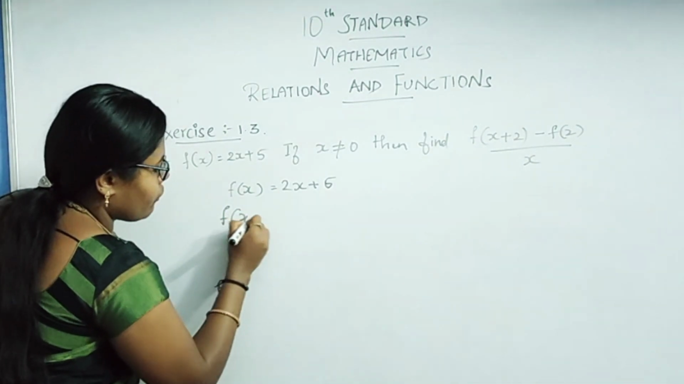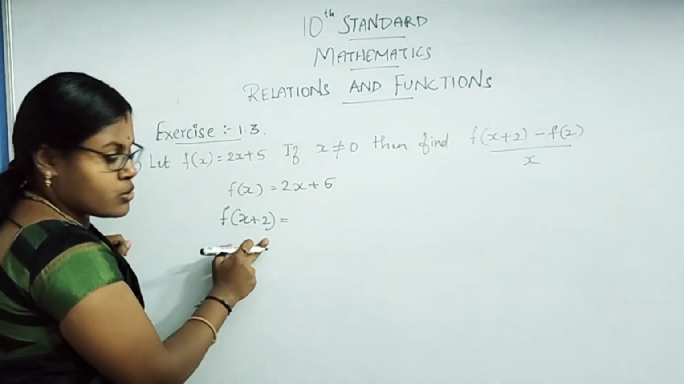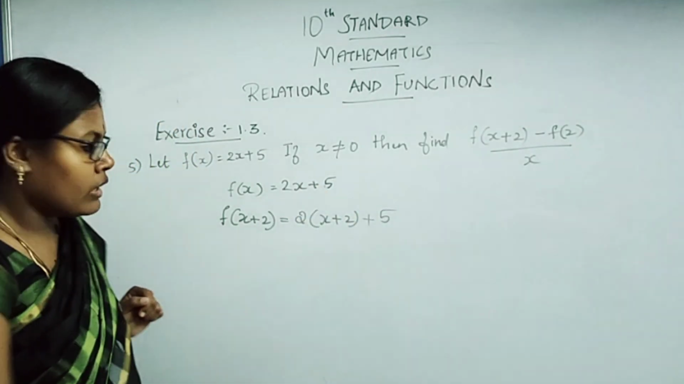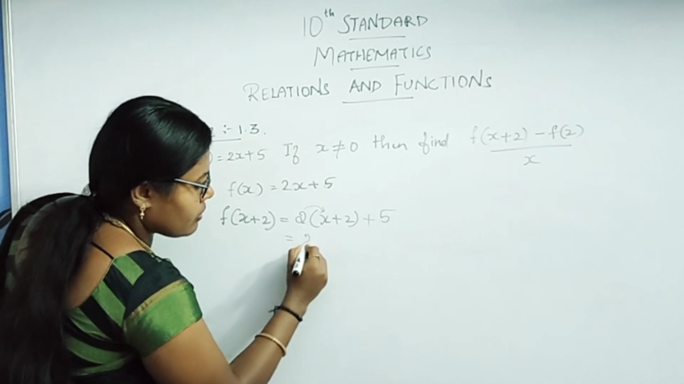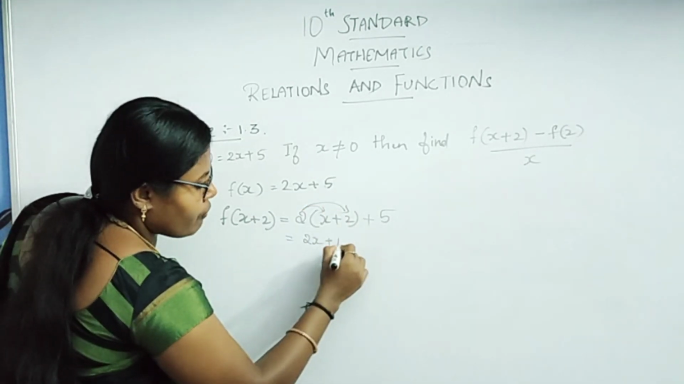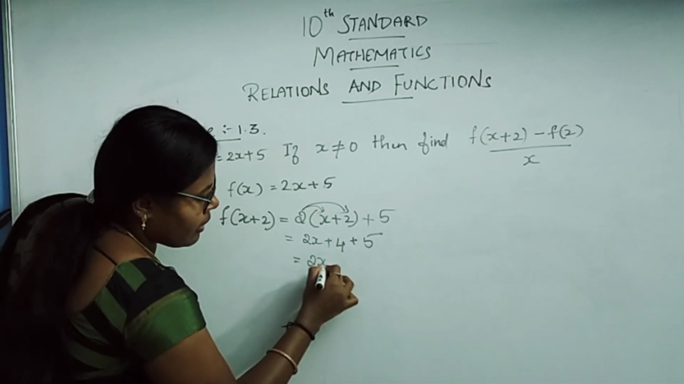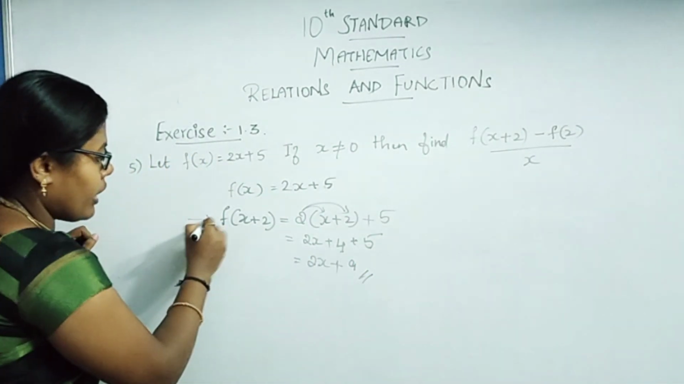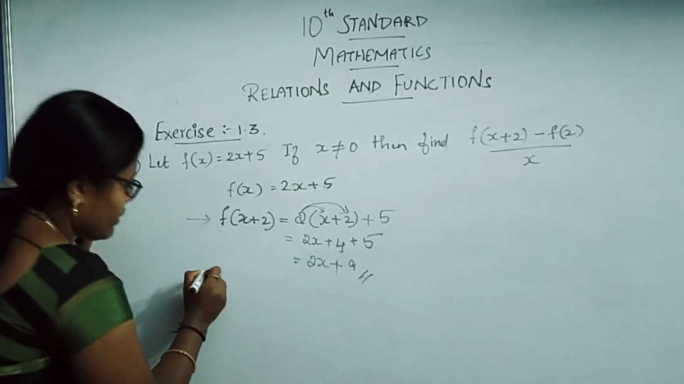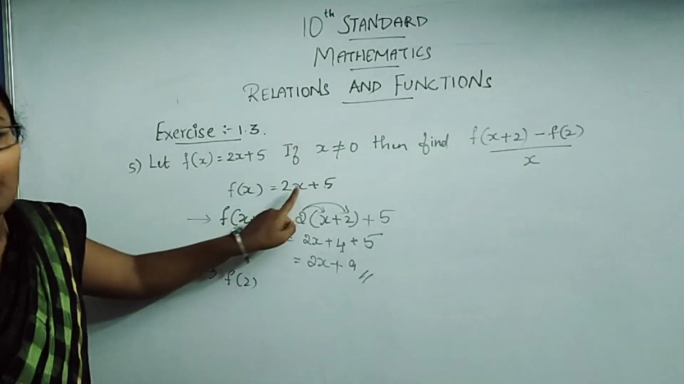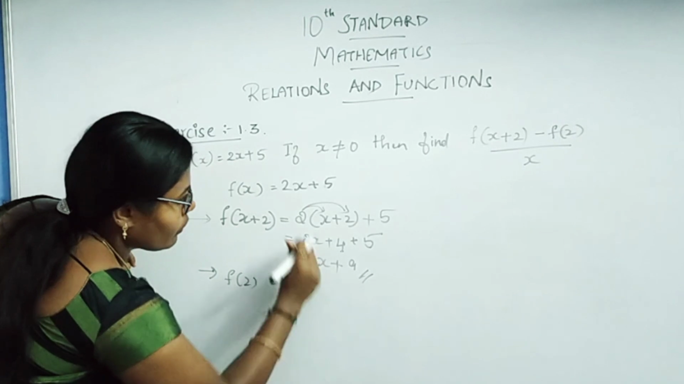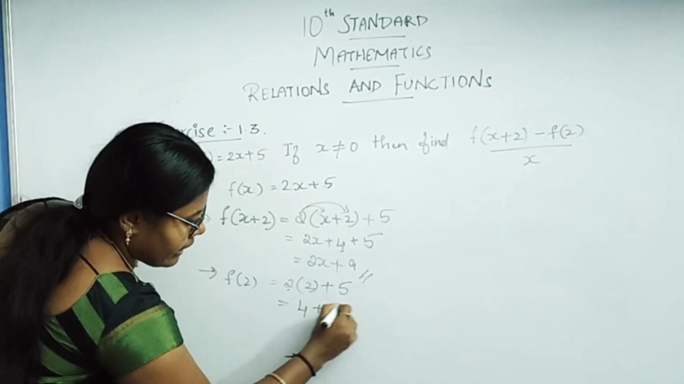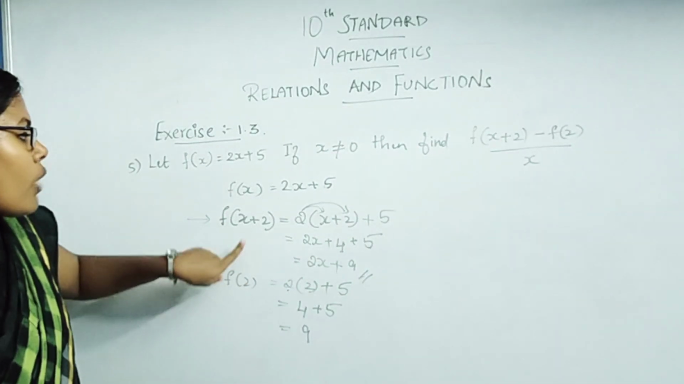First we'll find f of x plus 2. Wherever you have x, substitute x plus 2. That is 2 into x plus 2 plus 5. Then multiply inside: 2 into x is 2x, plus 2 into 2 is 4, plus 5. That is 2x plus 5 plus 4, which is 9. So this is the value of f of x plus 2. Next we'll find f of 2. Wherever you have x, substitute 2. So 2 into 2 plus 5. 2 twos are 4, plus 5, that is 9. So this is the value of f of 2.